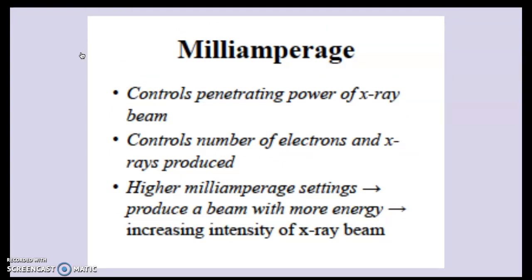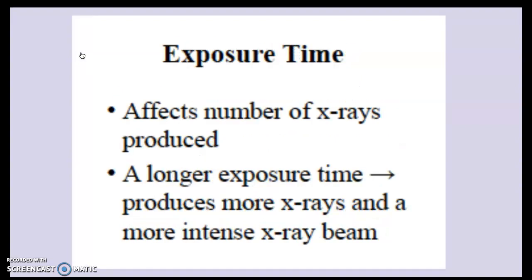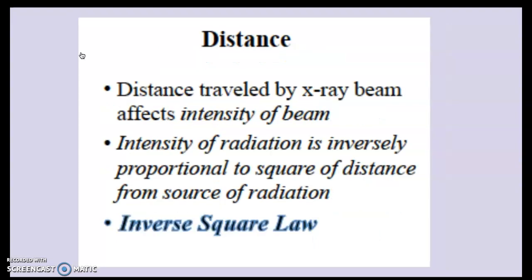Milliamperage controls the number of electrons and X-rays produced. Higher milliamperage produces a beam with more energy, and it increases the intensity. Exposure time affects the number of X-rays produced. The longer the exposure time, the more X-rays are produced and the more intense the X-ray beam. Distance is the distance traveled by the X-ray beam that affects the intensity of the beam.